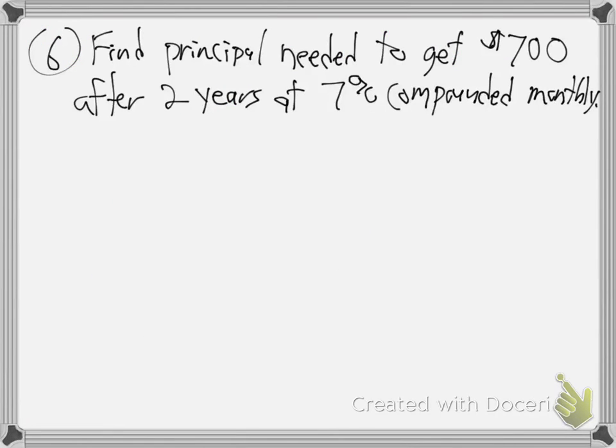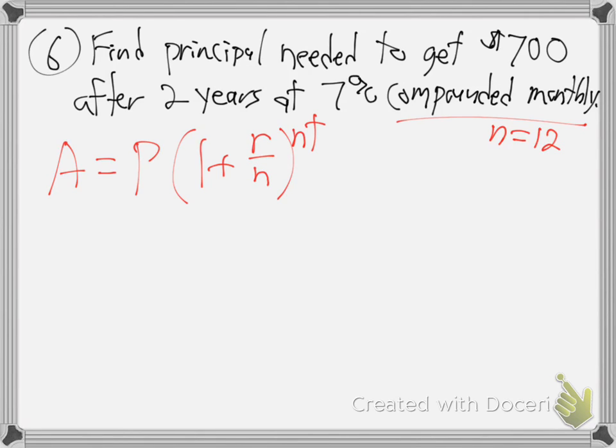There's the question. Find the principal needed to get $700 after 2 years at 7% compounded monthly. So first off, which of the two formulas are we going to use? The big one or the Pert one? The big one, because it's compounded monthly and n is 12, not continuously, right? We only use the Pert formula for continuous compounding. So I'm going to use the first one, the bigger one, 1 plus r over n to the nt, okay?